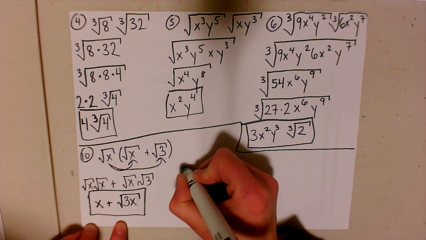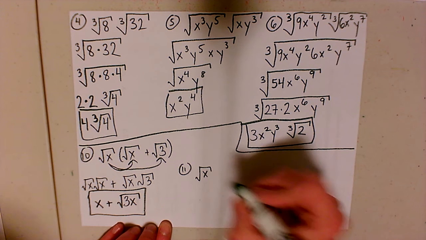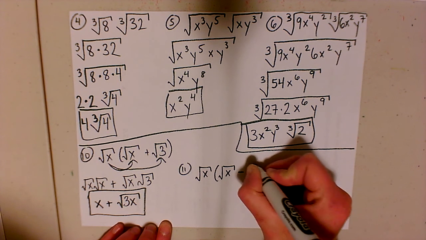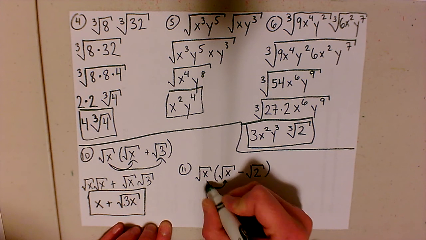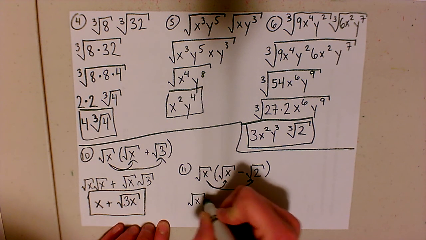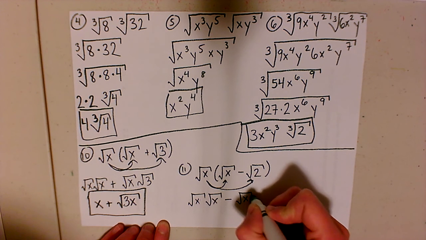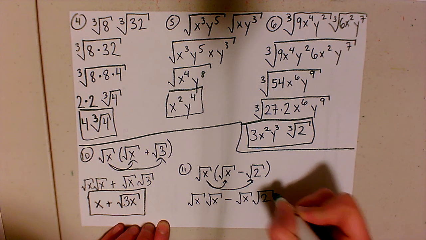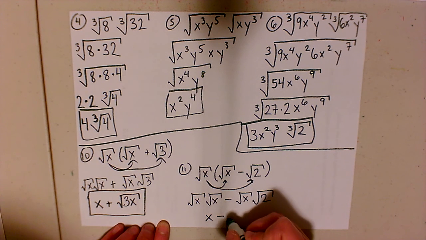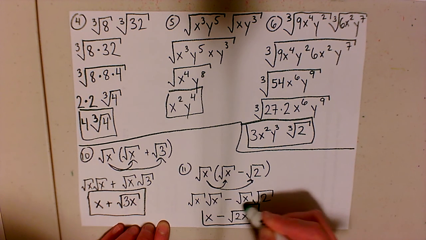Let's take a look at 11. We can do something similar here. So I'll have root x times root x minus root 2, right? And so I'm going to take the root x on the outside and distribute that across. So I get root x times root x minus root x times root 2. So root x times root x is x, and then root x times root 2, so that'll just be minus root 2x. Okay, and that's it, and you're all set.